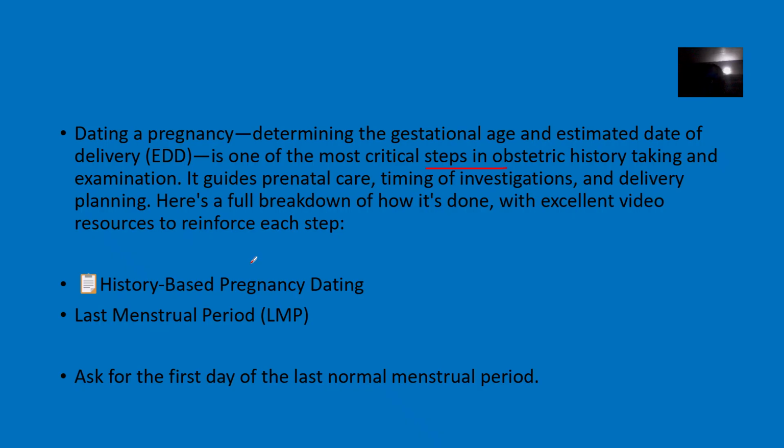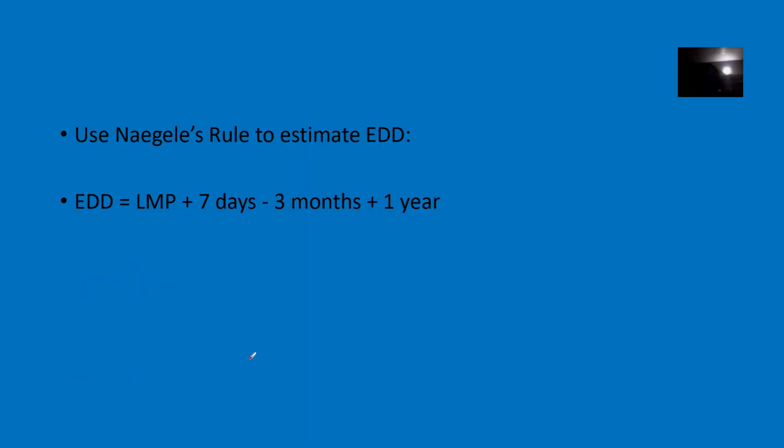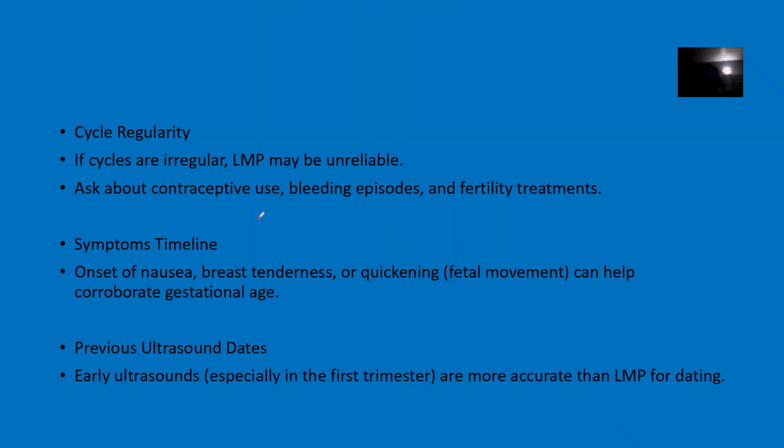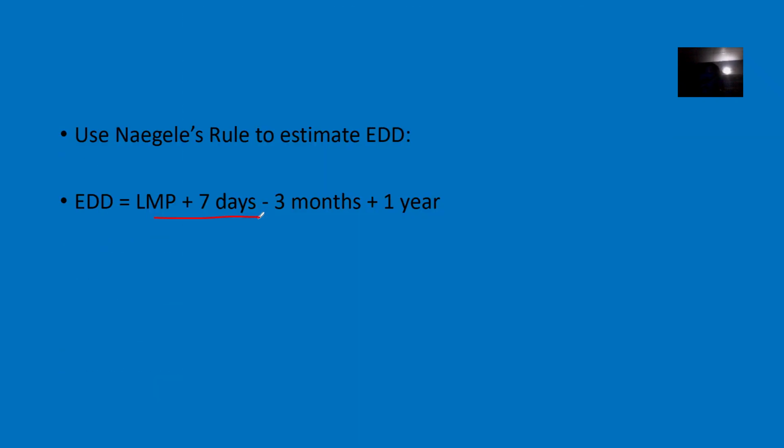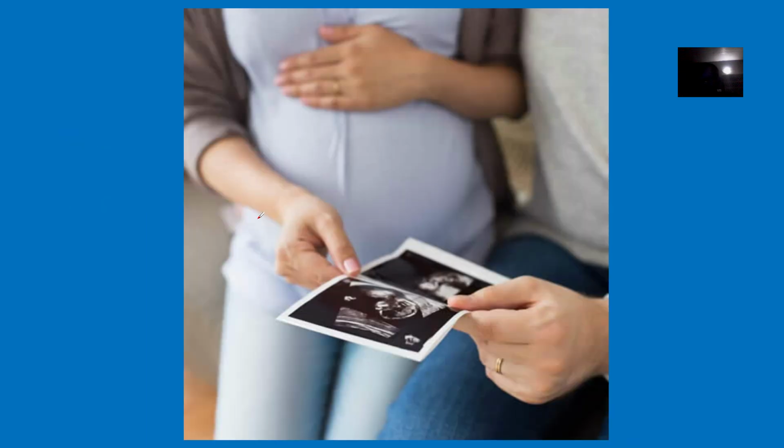Do you understand? So for history-based pregnancy dating, you use the last menstrual period. Okay. Now you ask the woman for the last time she saw her menses. Okay. That's the first day of the last menstrual period. You add 7 days to it. You minus 3 months from it. You add 1 year. Do you understand? I've actually spoken about Naegele's rule. So if there's anybody who needs proper explanation on this, you can just comment and I'll get to you.